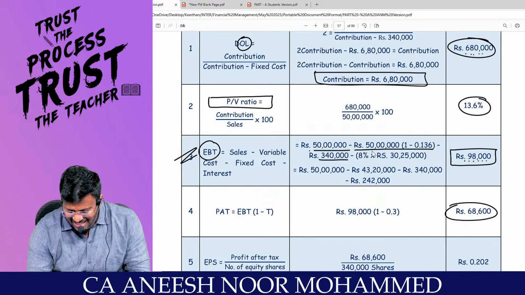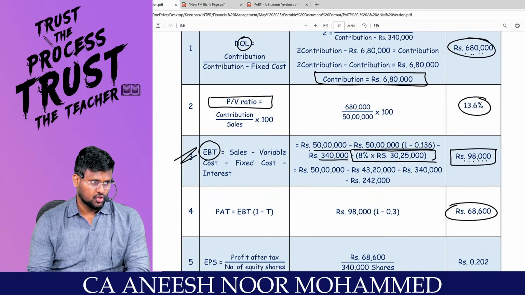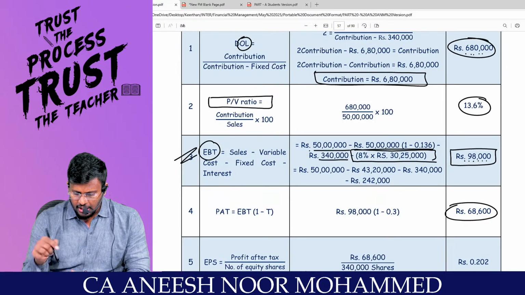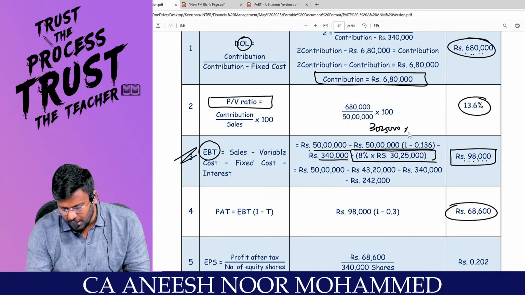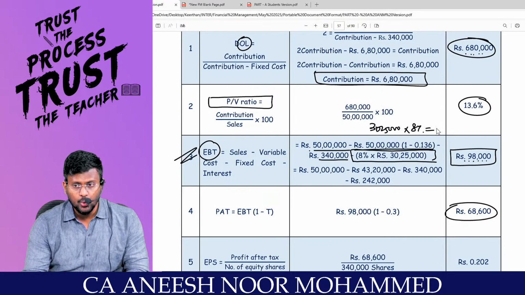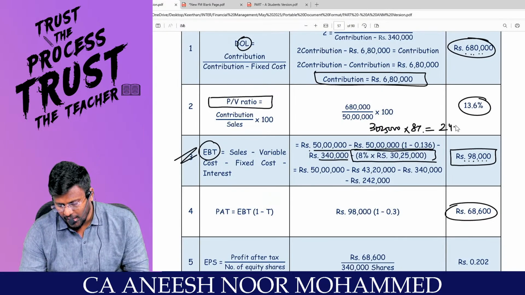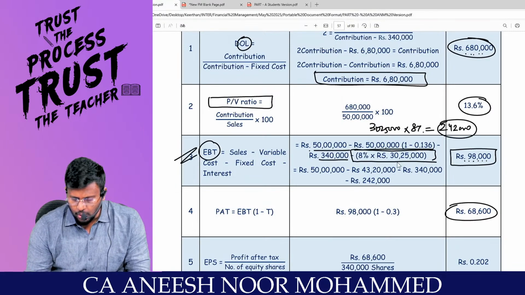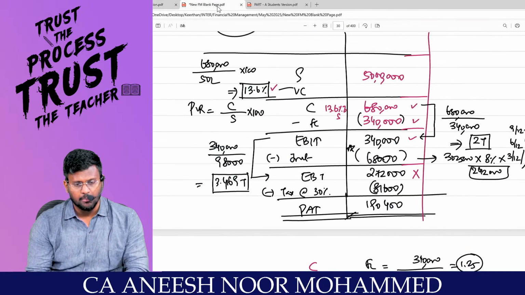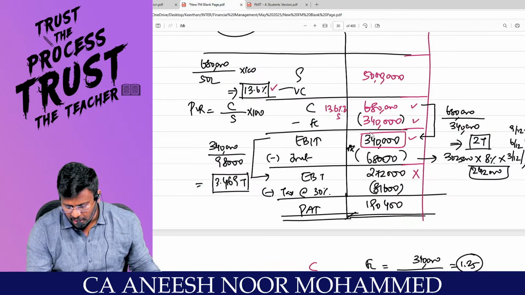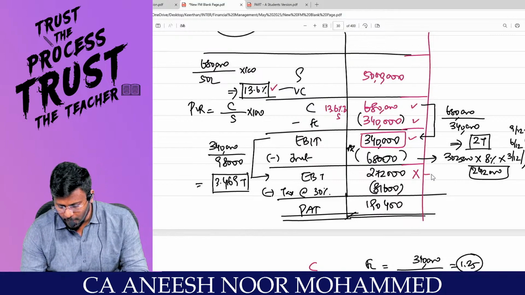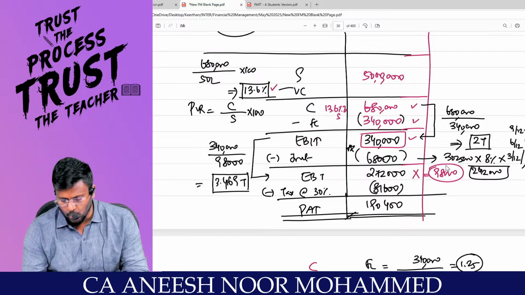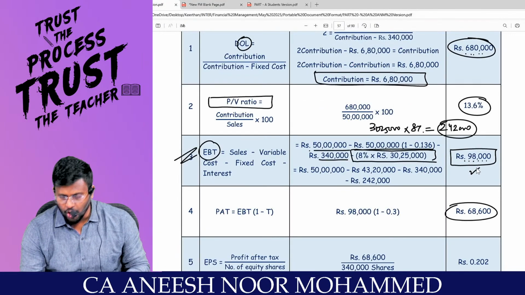But ICAI has considered the entire debt into how much percentage? 8%. Entire debt into 8%. If you consider like this, sir, 30 lakh 25,000 into 8%, your interest will be 2 lakh 42,000. So they have taken 2 lakh 42,000. Are you appreciating what I am talking? So look at here. From 3 lakh 40,000, if you reduce 2 lakh 42,000, you will get the EBT as 98,000. Are you getting it?